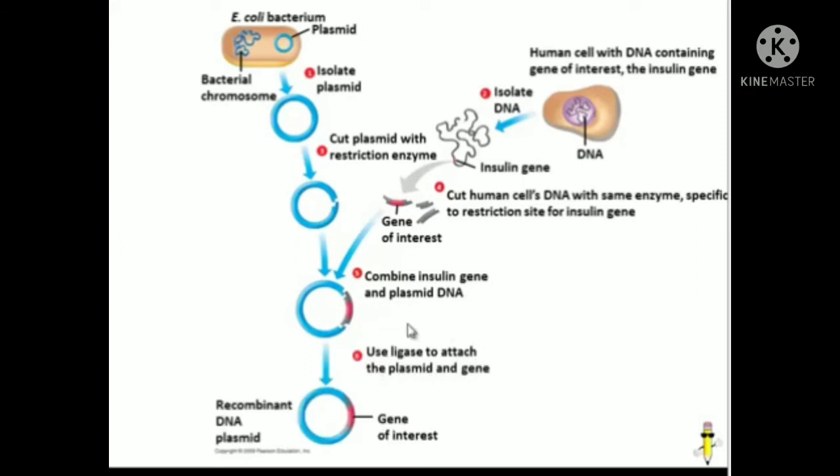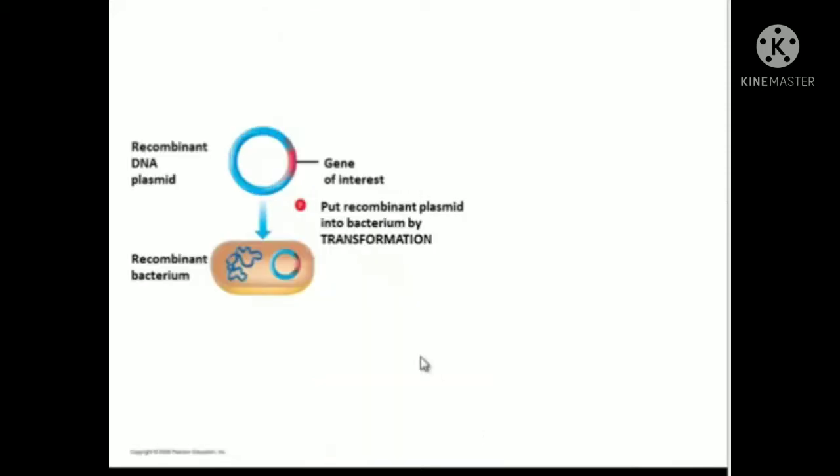Then we're going to throw in a little bit of ligase to help seal the sugar phosphate backbones, and now we have a recombinant DNA. Most of the plasmid is bacterial DNA, but it now has the human insulin gene. Step number 7. We're going to stick this recombinant plasmid back into the bacterial cell, and this process is known as transformation. Whenever you give a cell new DNA, it's called transformation.